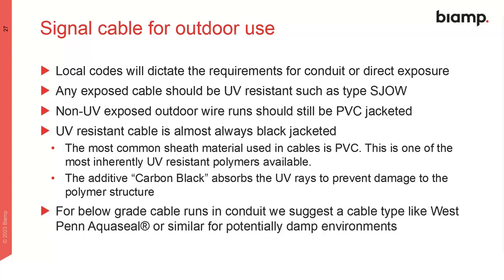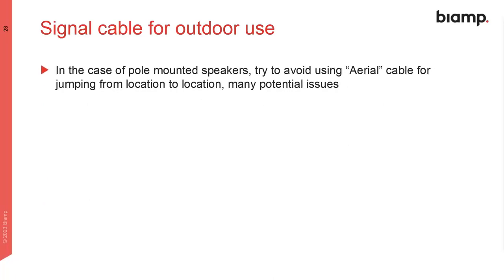For below grade cable runs in conduit, we suggest a cable type like West Penn Aqua Seal or similar, if you might be in a damp environment. And conduit at some point usually ends up getting wet inside. So for those cross field or 700 foot pulls to scoreboards, if you have to do that speaker level, certainly consider a premium level of signal cable.